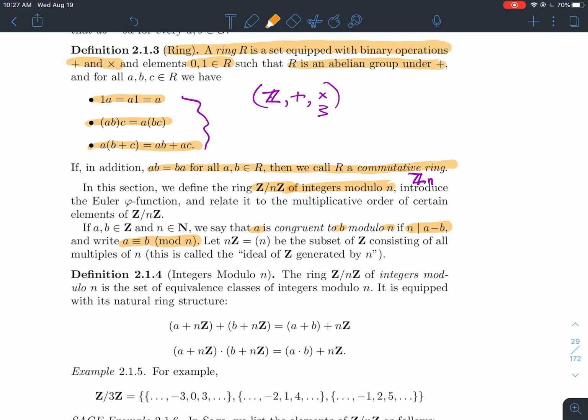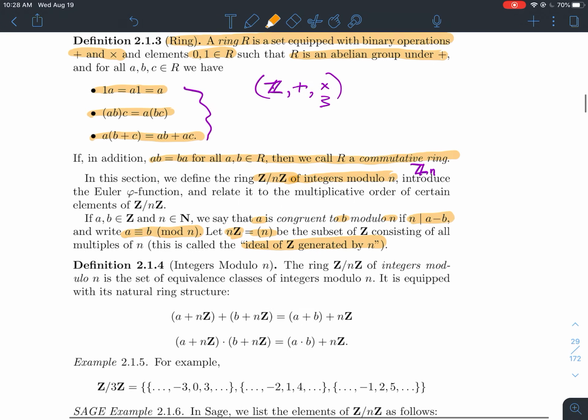Now the book throws in some modern algebra terminology. So nZ is a common way to denote the ideal generated by the number n. It just consists of all the multiples of n. We might use the terminology ideal, but for now, just think about that as denoting all the multiples of n.